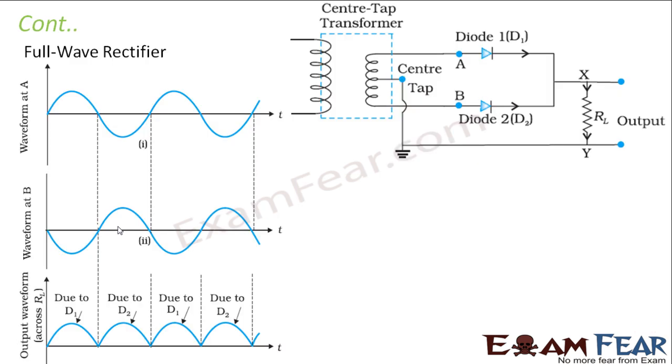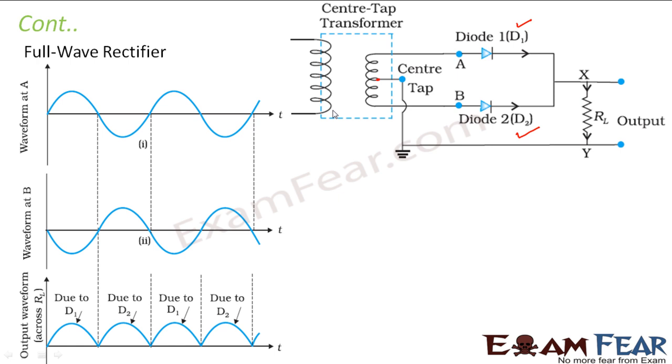Now let us talk about the full wave rectifier. In a full wave rectifier, what happens? Instead of one diode, we now have two diodes, D1 and D2. Otherwise, the arrangement remains the same. But in this case, we have a center tap in the middle of the transformer. Right now I am not discussing much about the construction of the rectifier because our concentration is on the diodes.